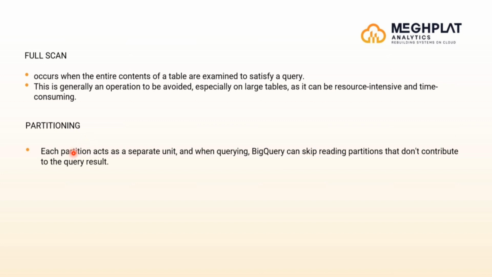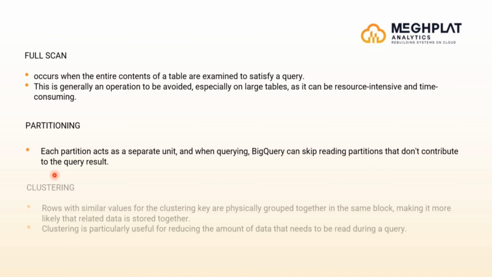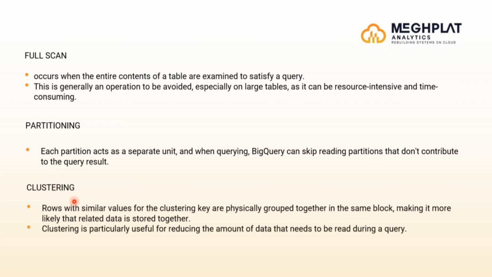Then the partitioning. Each partition acts as a separate unit, and when querying, BigQuery can skip reading partitions that don't contribute to the query result. Clustering. Rows with similar values for the clustering key are physically grouped together in the same block, making it more likely that related data is stored together.